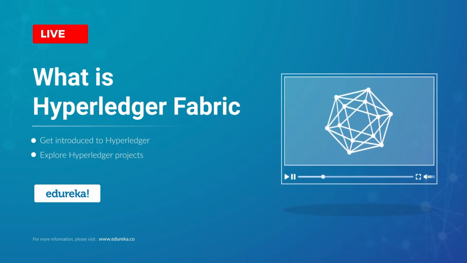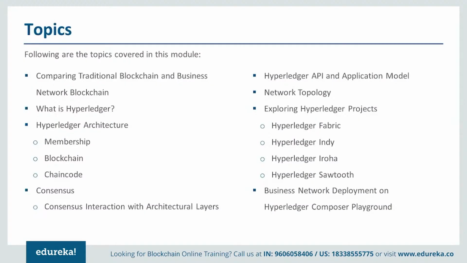Today we will start with Hyperledger. We will see how you compare the traditional blockchain and a business network, what the Hyperledger project is, and what the architecture is. How do you achieve consensus in a Hyperledger network? What are the different API and application models that are available? What are the different kinds of network topology that you can have in Hyperledger? What are the different projects?